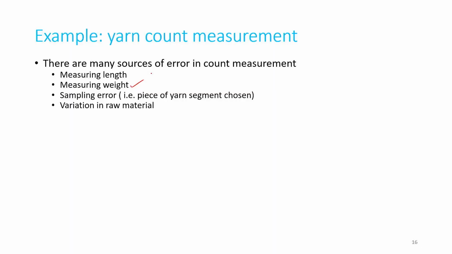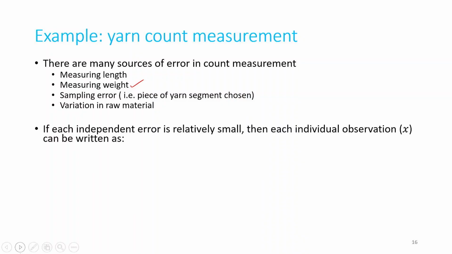Measuring weight: while determining the weight on the weighing balance, the balance itself may not be giving you the right weight. Due to some reason, it may give some wrong weight. So that is possible. Sampling error: the piece of the yarn segment that has been chosen. That is, the sample that I have chosen, I may be biased in choosing the sample.